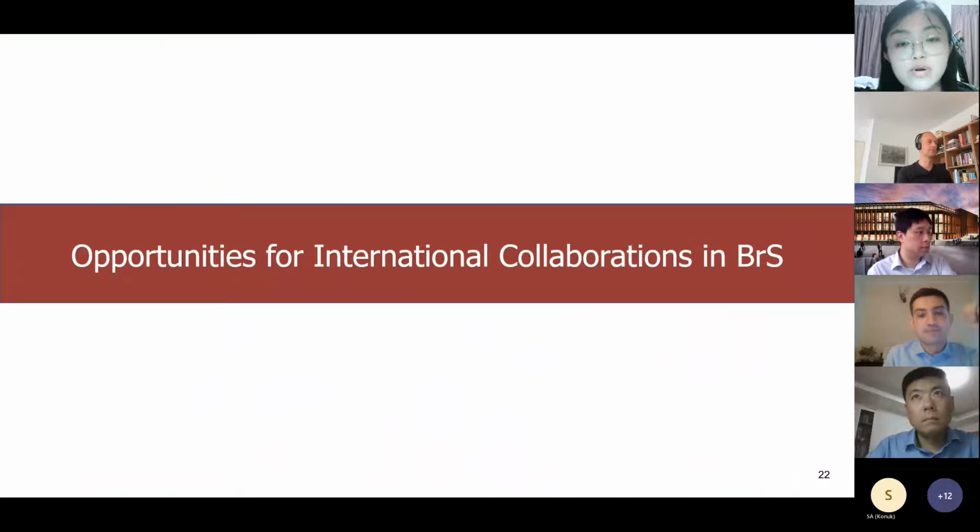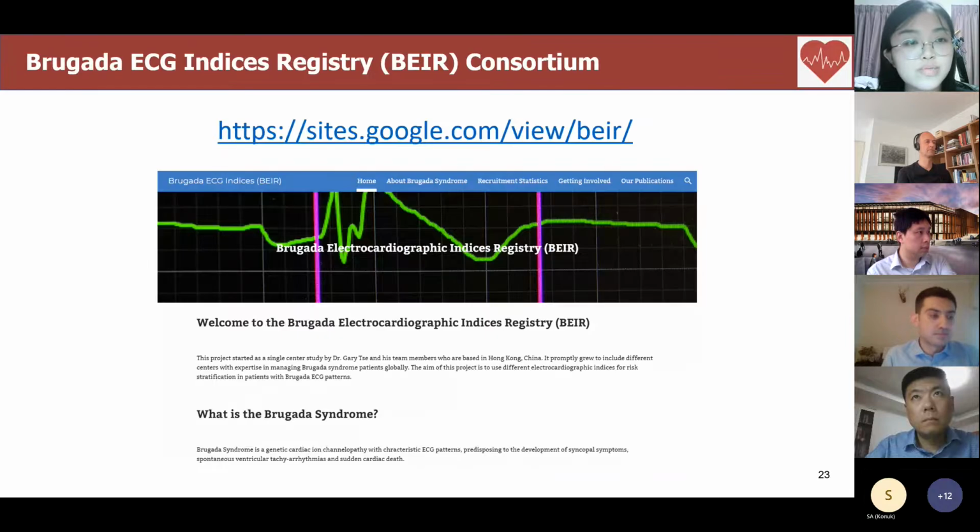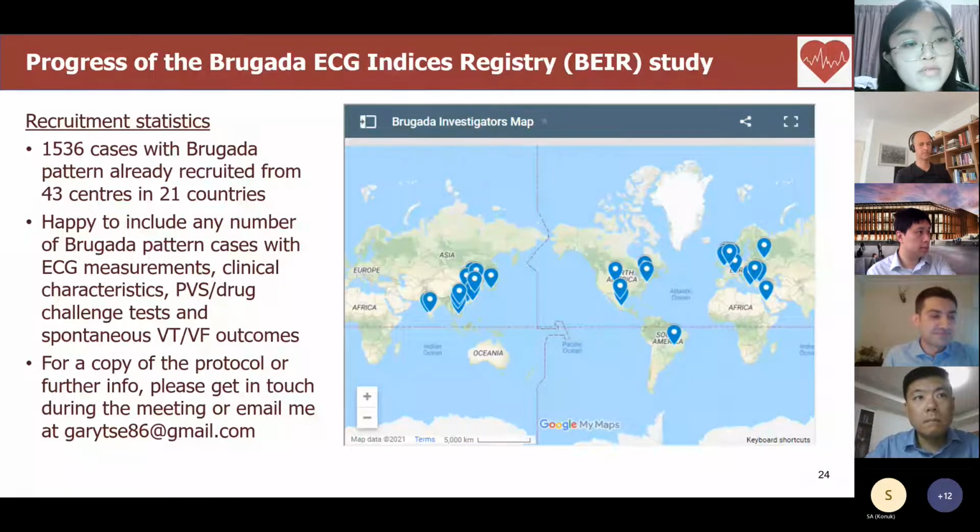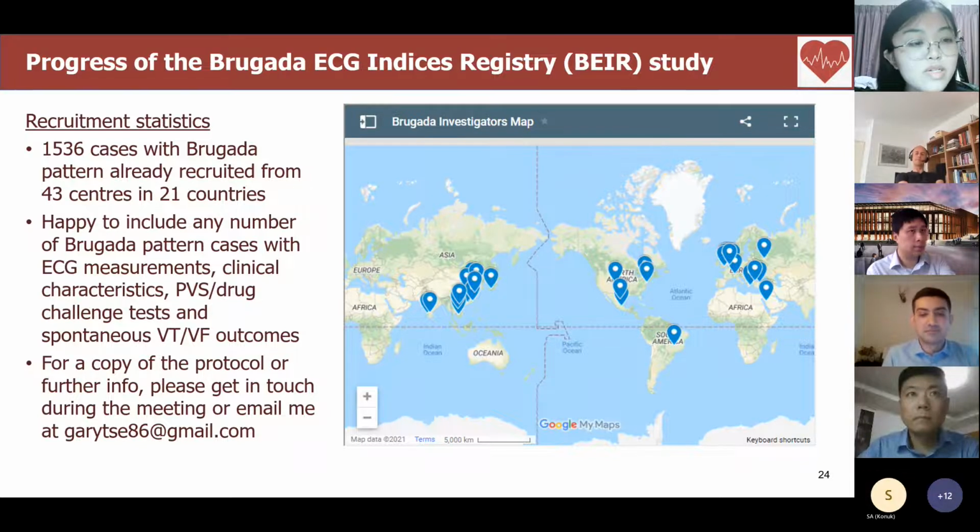There are also many opportunities for international collaboration in Brugada syndrome. Our team has been constructing a Brugada ECG Indices registry, and currently we have over 1,500 cases with Brugada pattern already recruited from 43 centers in 21 countries. And we're happy to include any number of Brugada pattern cases with ECG measurements, clinical characteristics, investigation results, and with spontaneous ventricular tachyarrhythmic outcomes. If anyone in the audience would be interested in joining our registry, then please feel free to contact me or Professor Gary there.